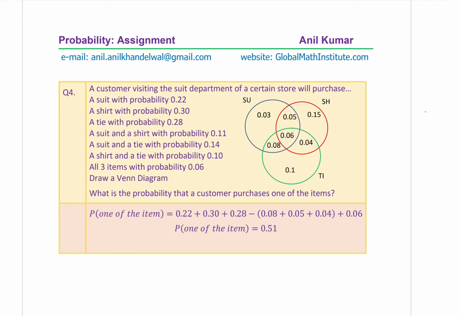Example 4. A customer visiting a suit department of a certain store will purchase. So we are given different conditions here of purchasing different types of items, correct? Now, we have to draw a Venn diagram. That is the first thing, to draw a Venn diagram. And then we have to answer a question.